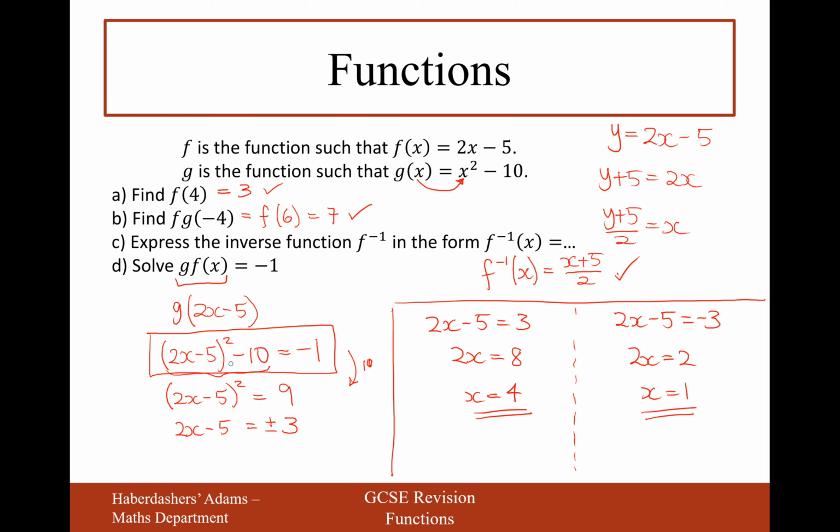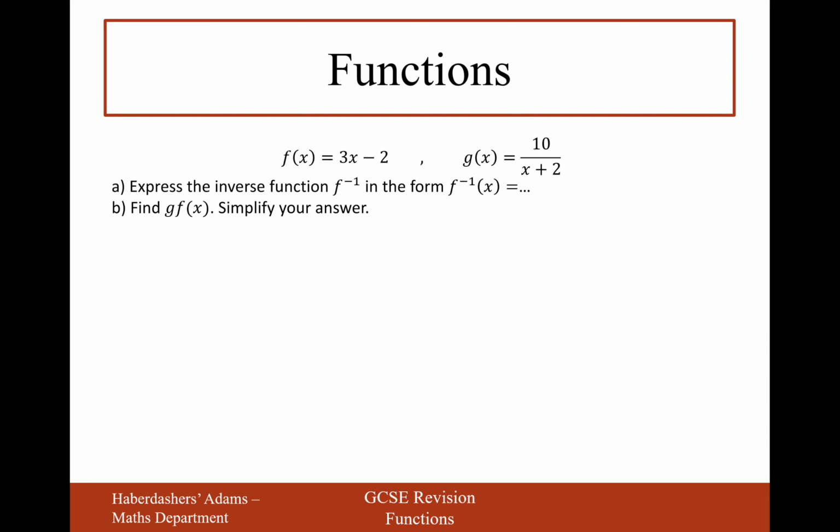Another way of doing this question would have been to expand the brackets and solve it by the quadratic formula, in which case you would have got the same answers in both cases. So the answers here are 4 and 1. They are the x values that you can plug into the f function, then plug the answer into the g function. That should give you an output of minus 1. Okay, let's move on to the next question. Pause the video and give this one a go here.